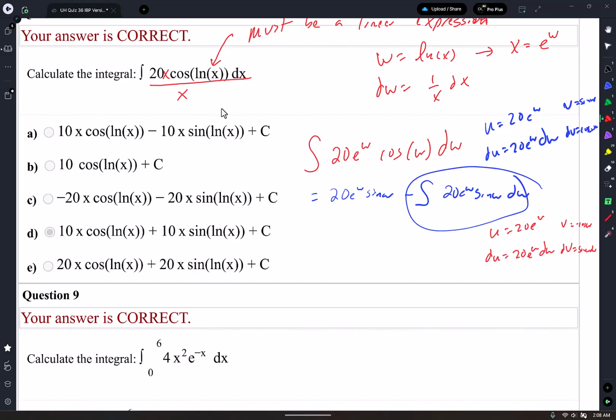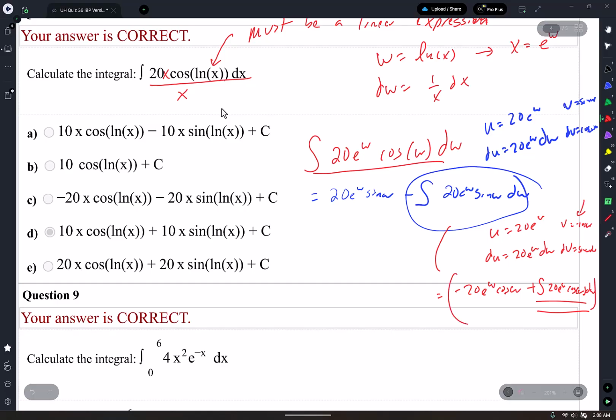All right, so here we go. So from this is uv, so I have negative 20 e to the w cosine w, because I have a negative right there in the front, minus integral of v du. So negative times a negative is going to be positive 20 e to the w cosine w dw. And then look, I have this again as that. So just like before, don't forget that negative. So all this, and then I have that minus sign right in front of that. So when you distribute, so let's see.